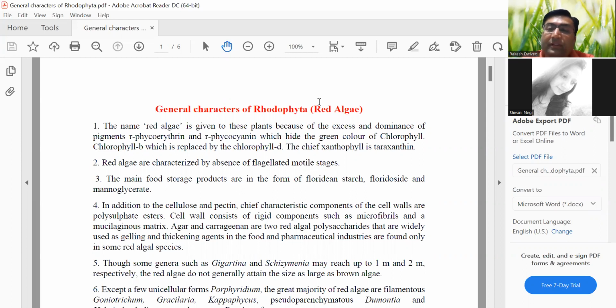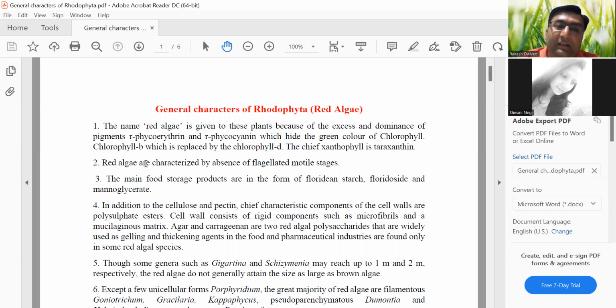Reserve food, nature of the reserve food material, then type of the pigments which are found in algae. So these characters are responsible for classification of the algae. But as we know, the red algae is due to the presence of red pigment which are found in excessive amount in such a way that they hide the green color of the chloroplast. So in red algae, there are two pigments, R-phycocyanin and R-phycoerythrin. It is specifically R-phycoerythrin pigment which hide the green color of the chlorophyll, which makes the thallus of red algae red in color.